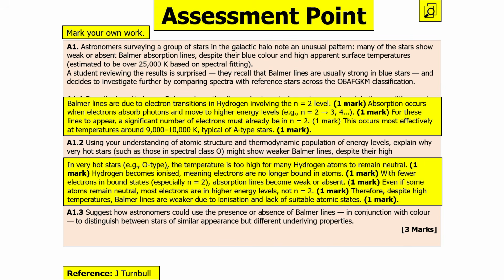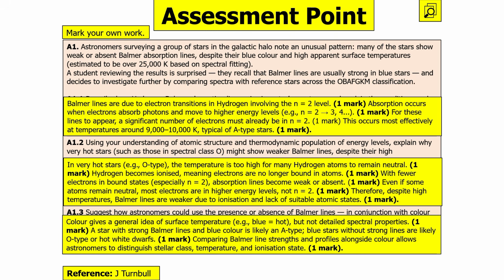In very hot stars, the temperature is too high for many hydrogen atoms to remain neutral. Hydrogen becomes ionized, meaning electrons are no longer bound in atoms. With fewer electrons in bound states, the absorption lines become weak or absent. Even if some atoms remain neutral, most electrons are in higher energy levels, not n equals 2. So, despite the high temperatures, the Balmer lines are weaker due to ionization and the electrons not being in the n equals 2 state. The colour will give a general idea of surface temperature, like blue is hot, but not detailed spectral properties.